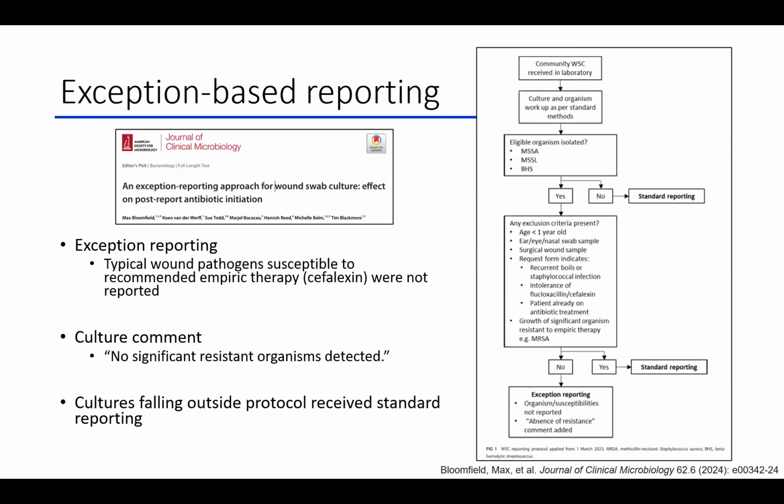And so really you can see that at the top, the workflow was they received the specimen, they cultured it. If an eligible organism was isolated, that's MSSA. MSSL was methicillin susceptible Staphylococcus. Hadn't heard that abbreviation before. Or beta hemolytic strep. If those were isolated, they would go into this yes category, and they had a few exclusions there, but not a ton. And then if you didn't have an exclusion, then you would get your exception reporting. You get your no significant resistant organisms isolated there.